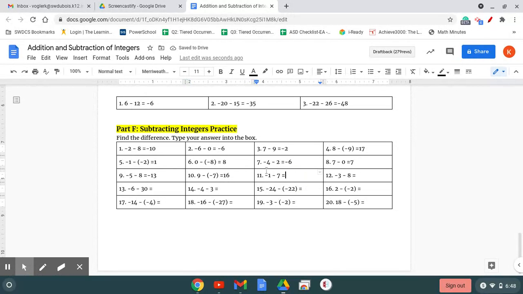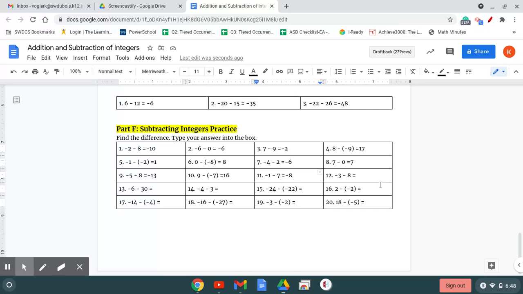Number 11, same sign. Keep your sign and add. They're both negative, so we keep our negative and then add. 7 plus 1 is 8. So negative 1 minus 7 is negative 8.